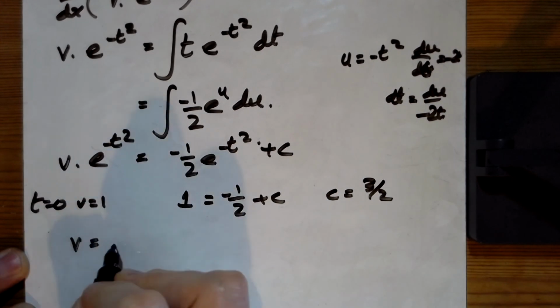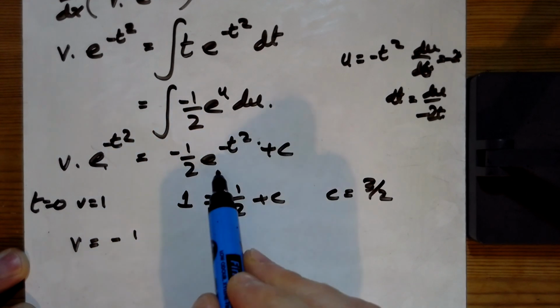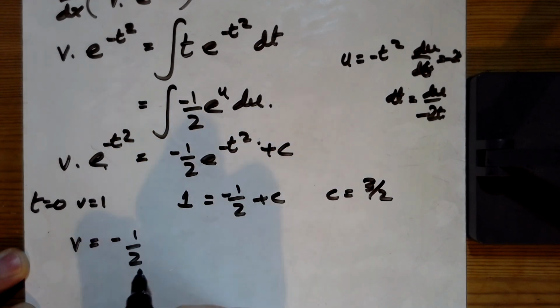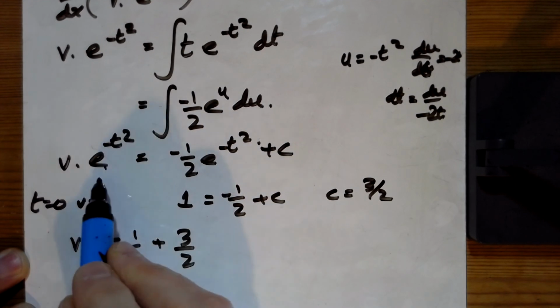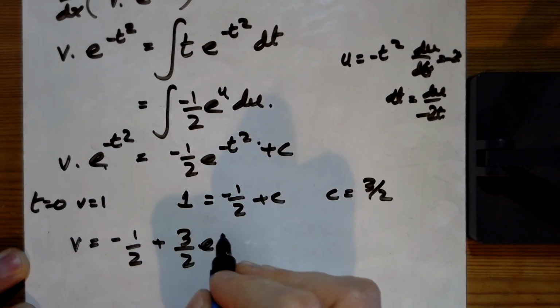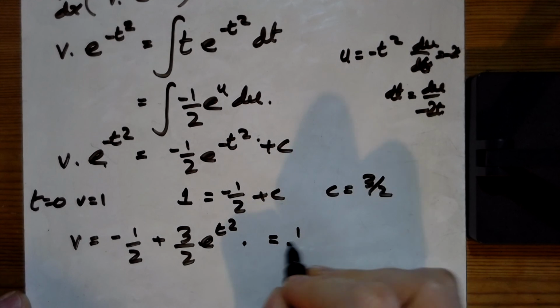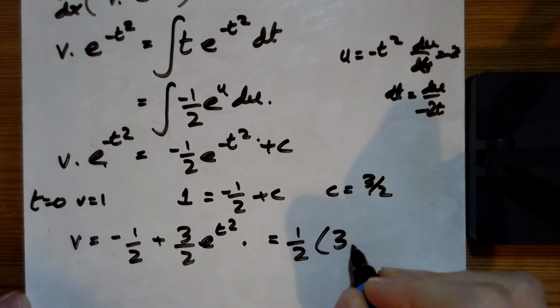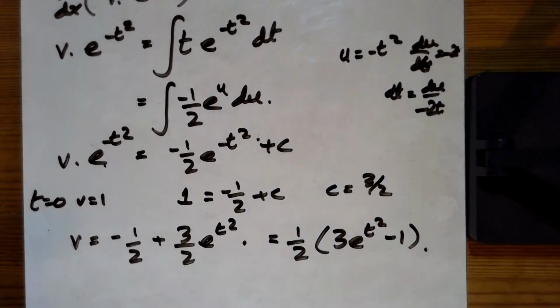Velocity equals minus a half. I'm going to divide both sides by that now then. So that just gives me minus a half. And then dividing by that here is just an e to the t squared. Is that what we were aiming for? No, we've got to tidy it up yet. But it is the same, isn't it? It's a half of 3e to the t squared take away 1 as required.